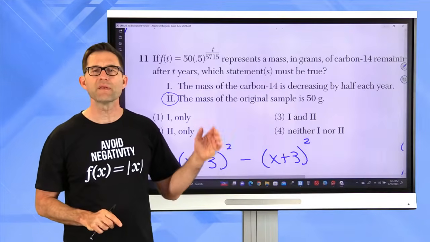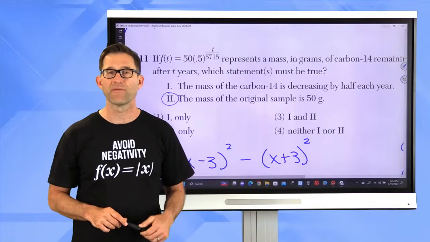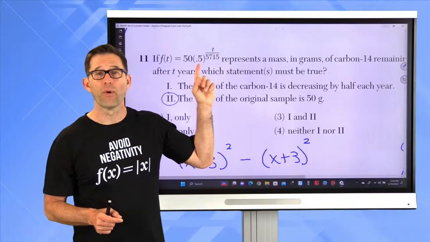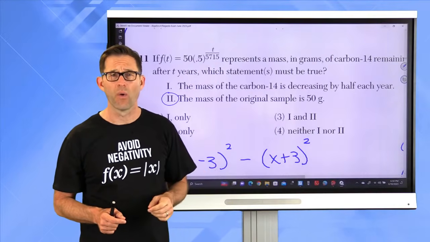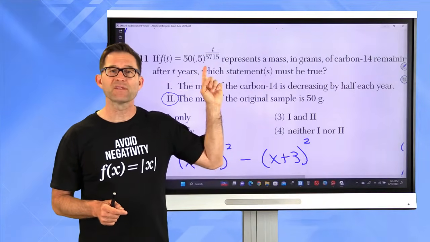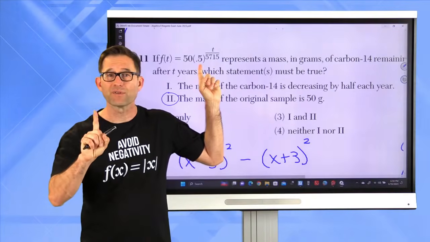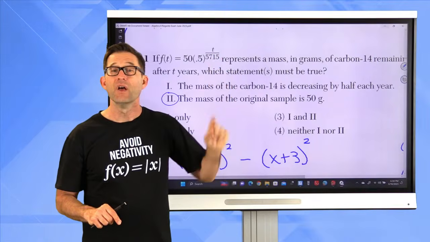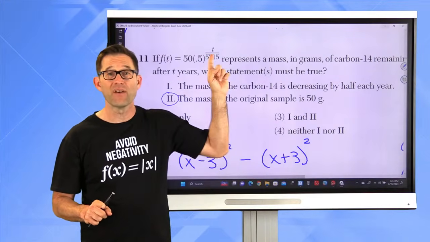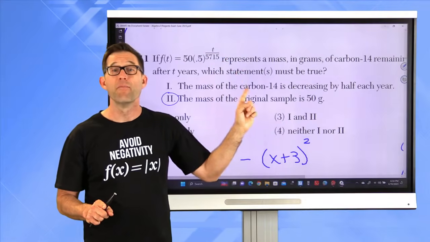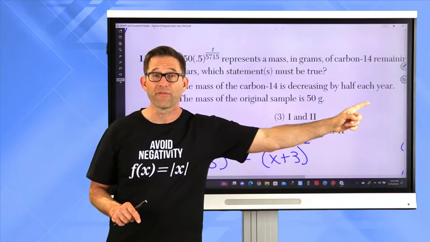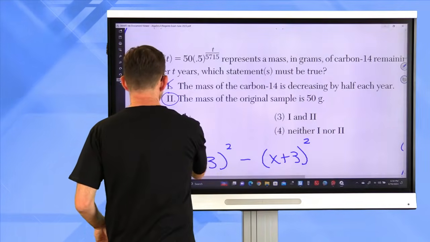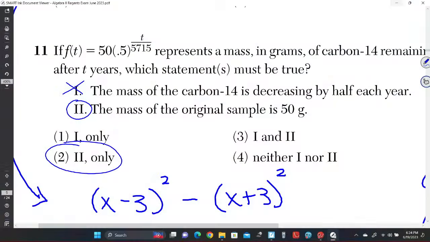Now the question is, is the mass of carbon-14 decreasing by half each year? Well, the question is, every year do I get to multiply by 0.5? And the answer is no. In fact, I only get to multiply by 0.5 to the first after 5,715 years. So every 5,715 years, the mass of carbon decreases by half. But not every year. That is definitely not the case, and so it is choice 2 only.